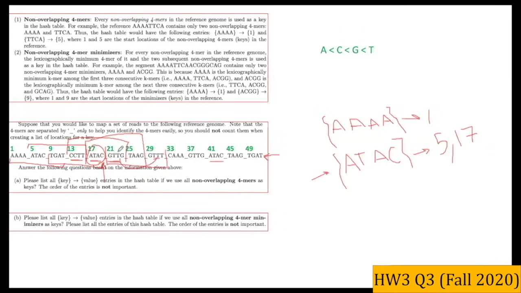We look into the third character. Both of them are T, we cannot decide. And then we go to the fourth character. The first one ends with G, but the other one ends with T. So which one is minimum? The one that ends with G. So we store this one as a minimizer, which is G, T, T, G. So this will be our key, and the location will be 21.